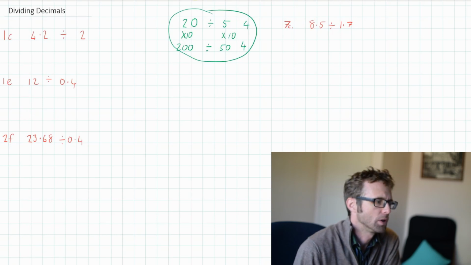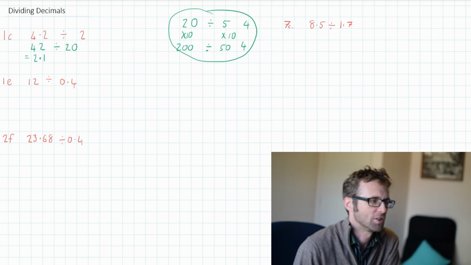So 4.2 divided by 2, I'm going to times both sides by 10, sorry. So I'll get 42 divided by 20. And I can say, well, that is going to be 2.1. I think you probably can do this kind of question in your head anyway, but they seemingly want you to practice this skill. Let's try it with 1e.